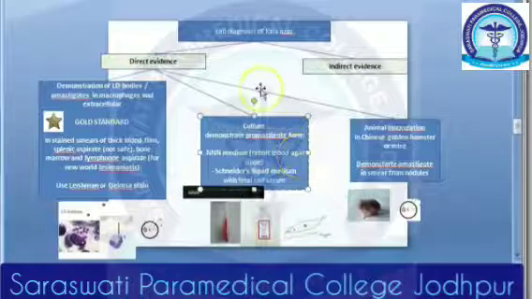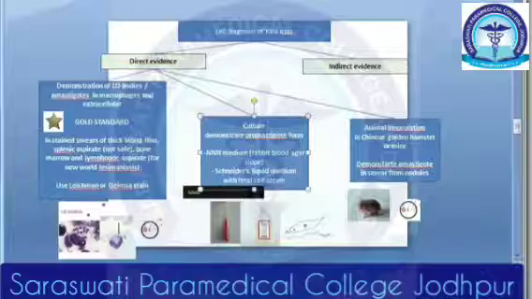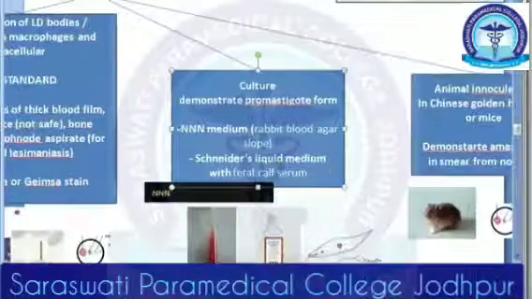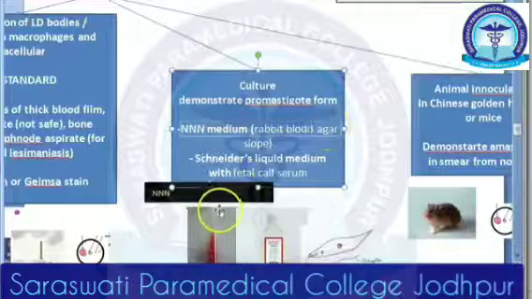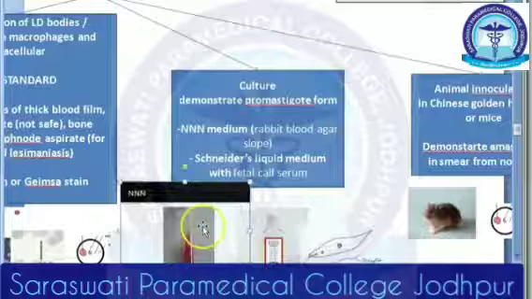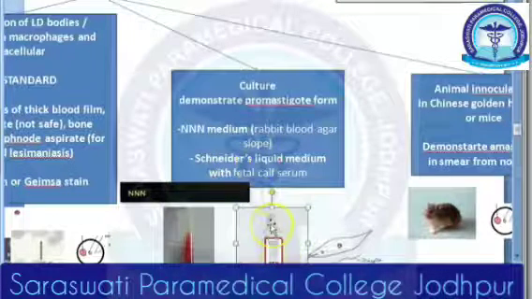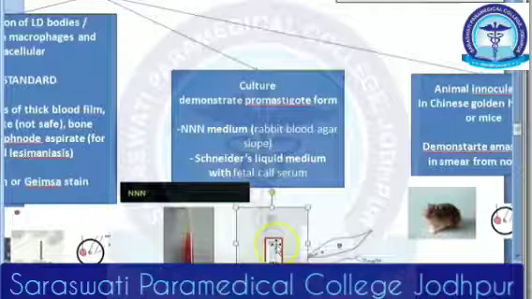Now moving on to culture, guys. So we are done with one box here of direct. Now we are moving on to culture. There are very specific media they are mentioning, like NNN media, which has rabbit blood. This is what NNN media is. And this one is Snyder liquid media, to which fetal calf serum can also be added.